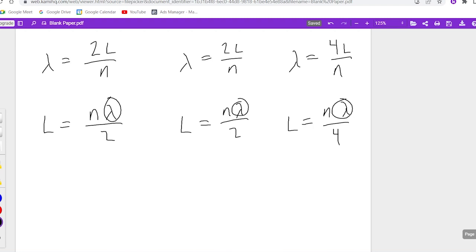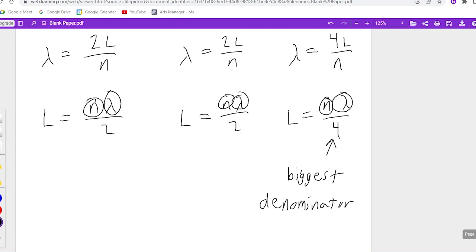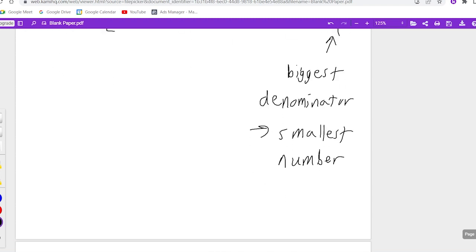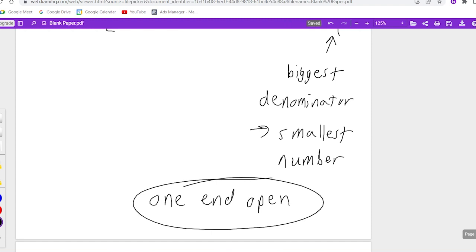We also know we're talking about the third harmonic, so n is going to be 3 for all three of these. Doesn't even matter because it's going to be the same for all three. The only thing that's different is divided by 2, divided by 2, divided by 4. Hey, that's going to have the biggest denominator. And as we hopefully all know, if you have the biggest denominator, that is going to be the smallest number. So in other words, the one with the shortest length is going to be the one end open, one end closed case, obviously, because it has the biggest denominator.